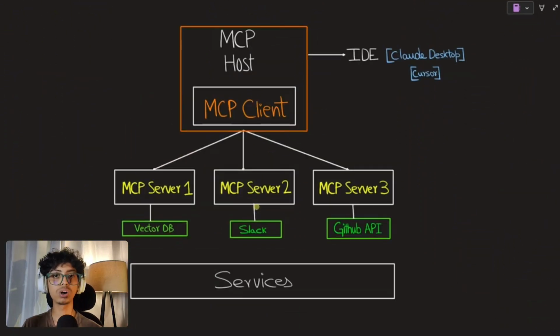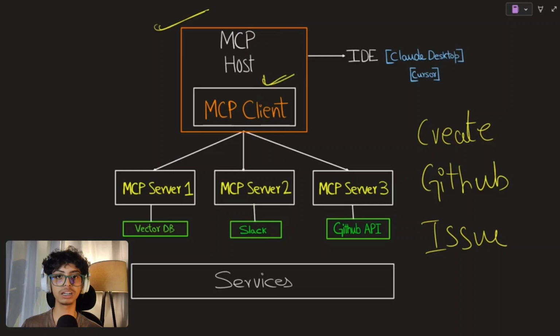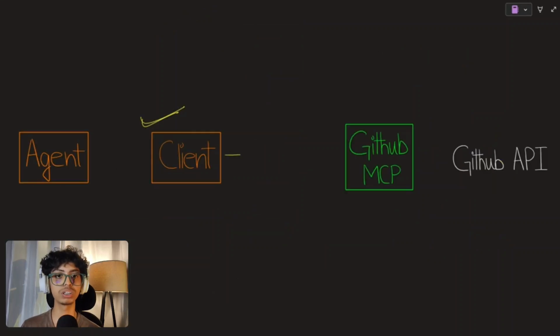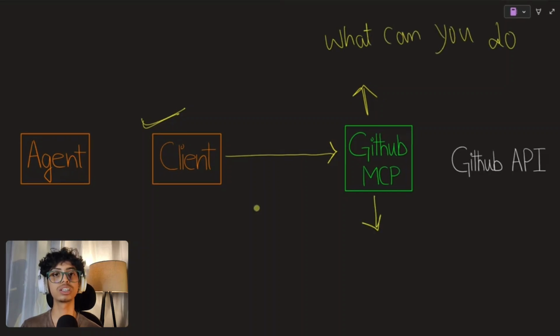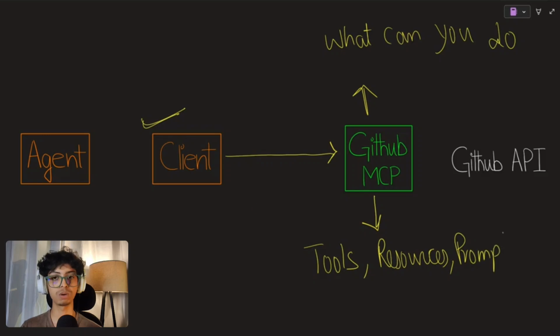Okay, so now let's walk through how this actually works end to end. So suppose your agent, the host, wants to do something. Let's say it wants to create a GitHub issue. Then first, the MCP client inside the host reaches out to the GitHub MCP server and says, "Hey, what can you do?"